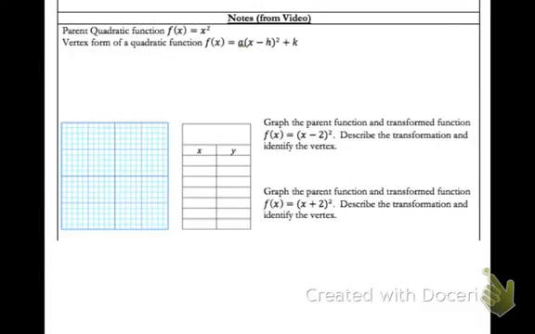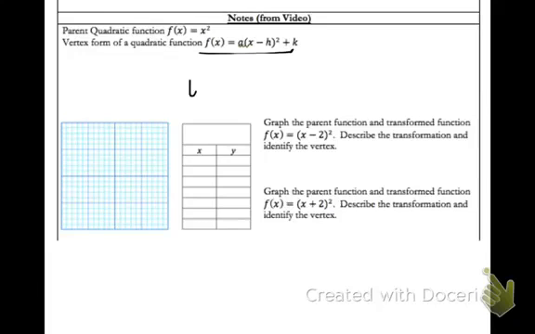So the parent function of this is f of x equals x squared. Again, that's the equation in its most basic form. And this is it in its vertex form: a times (x minus h) squared plus k. And again, that's where a, h, and k are constant numbers, and x and f of x, or x and y, are the variables. So we're going to graph the parent function and then a transformed function.